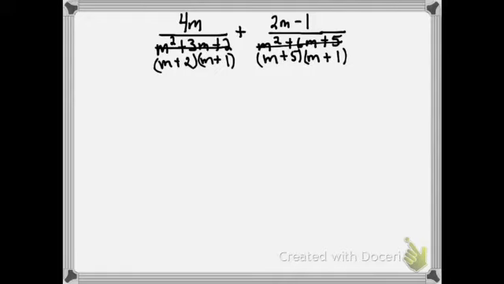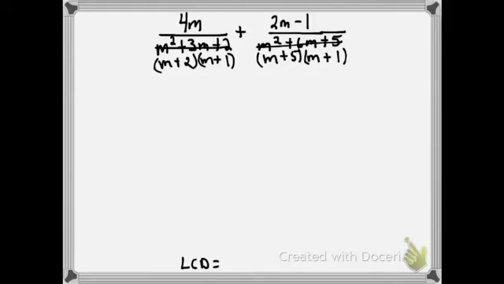All we're doing there is just factoring using that reverse FOIL. Now, I'm going to write my least common denominator here at the bottom just so I have some room to write it.